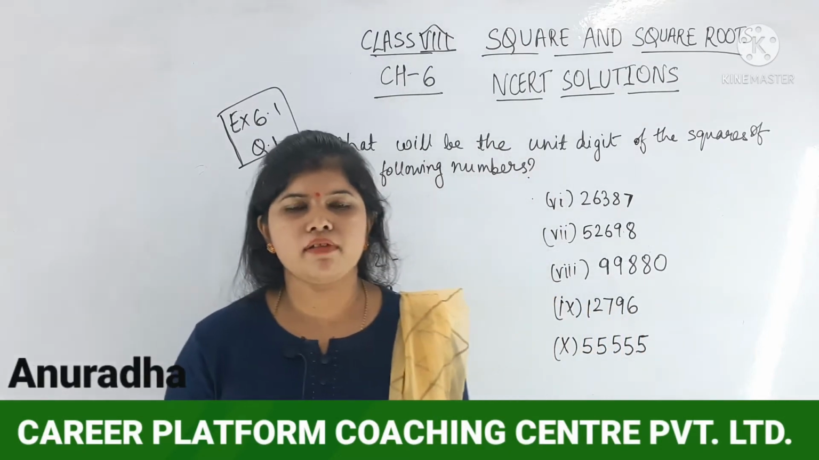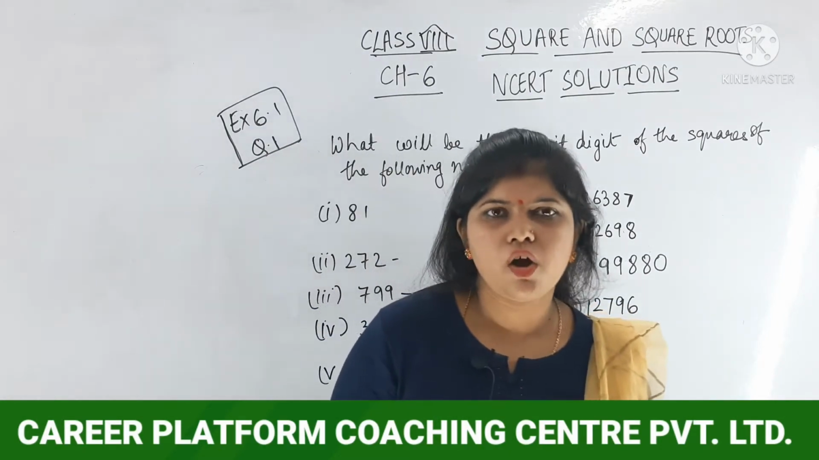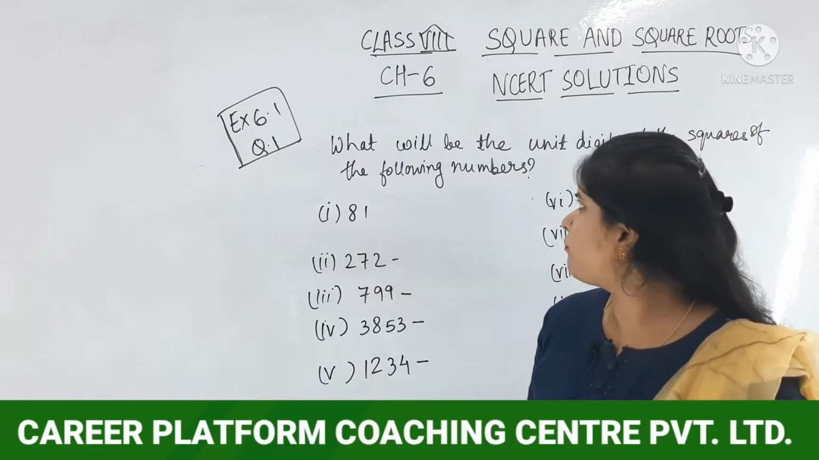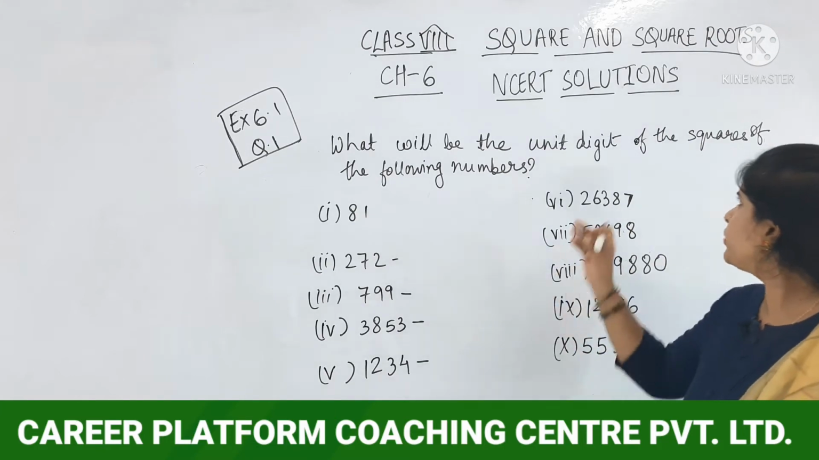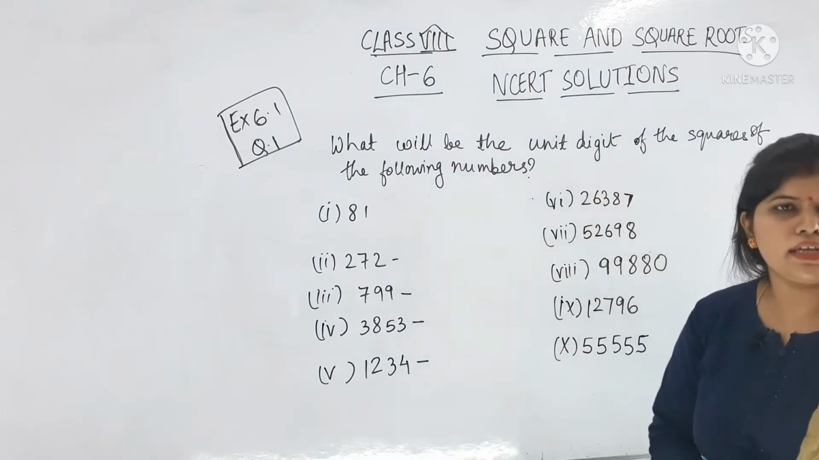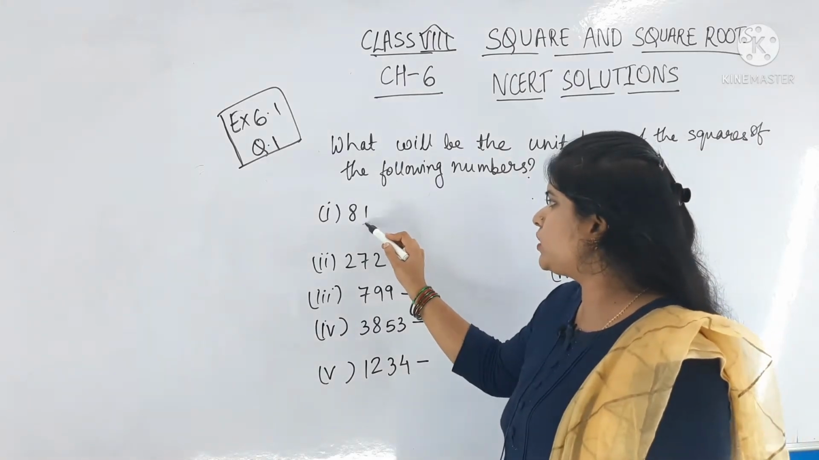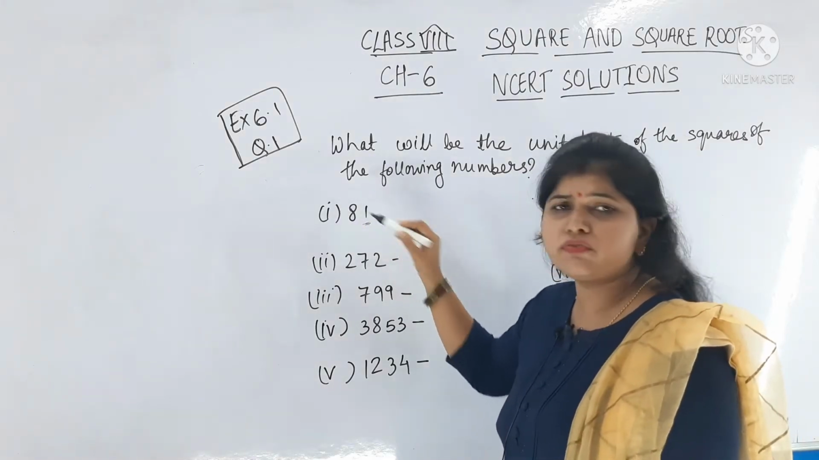Here in this video I will cover exercise 6.1 of class 8. Okay, so here it is question number 1. What will be the unit digit of the squares of the following numbers? We have to tell what is the unit digit of the squares of these numbers.